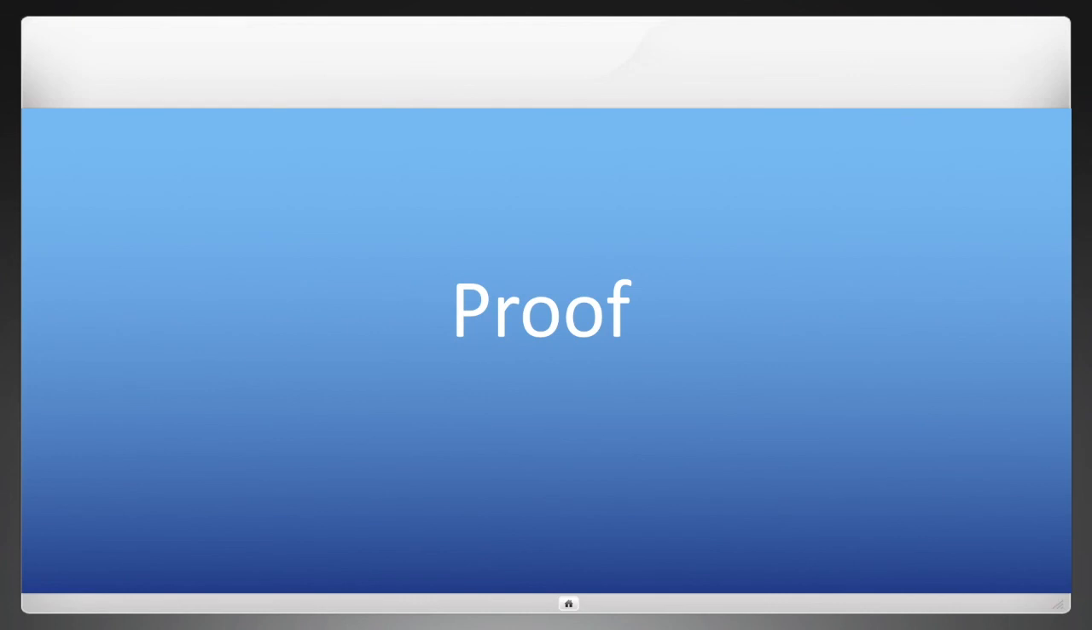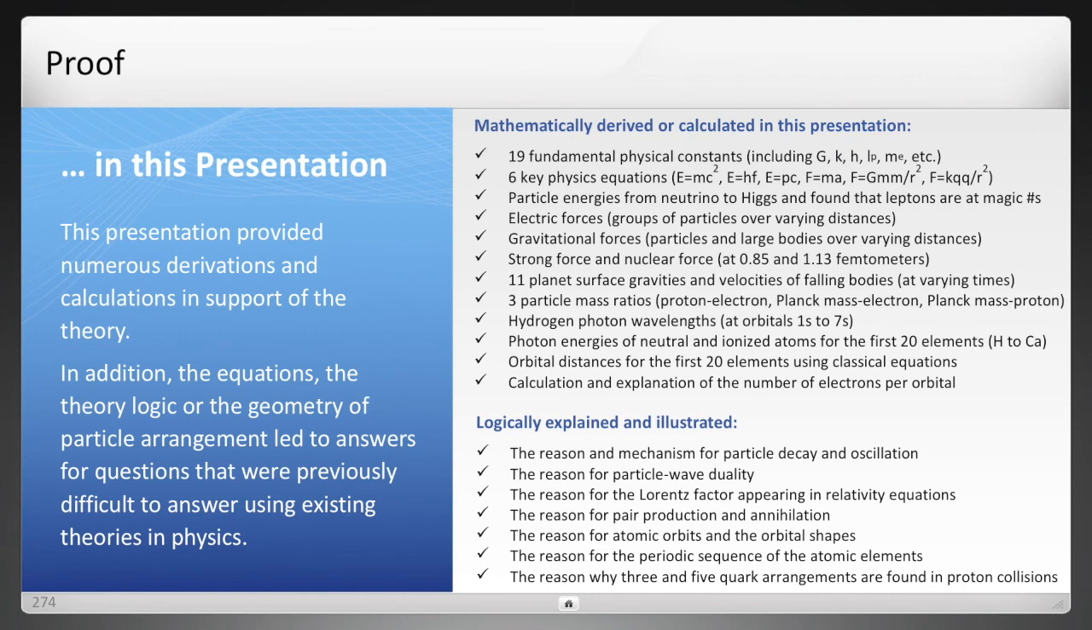And that was the simplicity, and now lastly, the proof. Now in the first 8 videos, and in a lot more detail in the book series, or you can go all the way back to the technical papers, this is the following that was presented as proof. Either derived equations or calculations that match experimental data, and a lot of it. And also logical explanations that were explained and illustrated as shown earlier. And so a lot of proof, nearly all of which was mathematical.